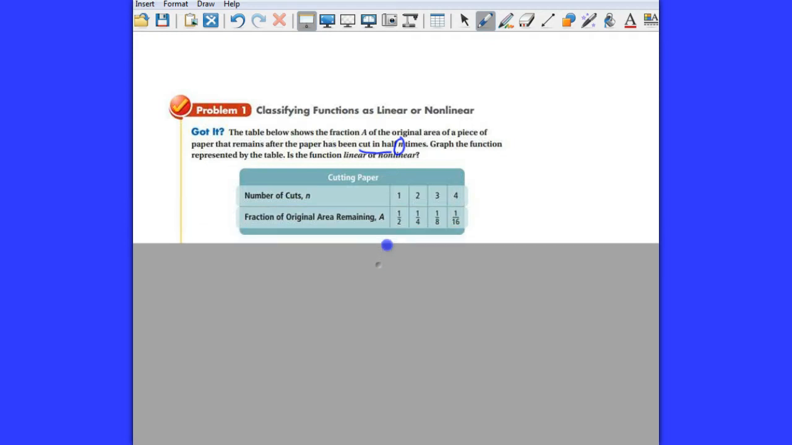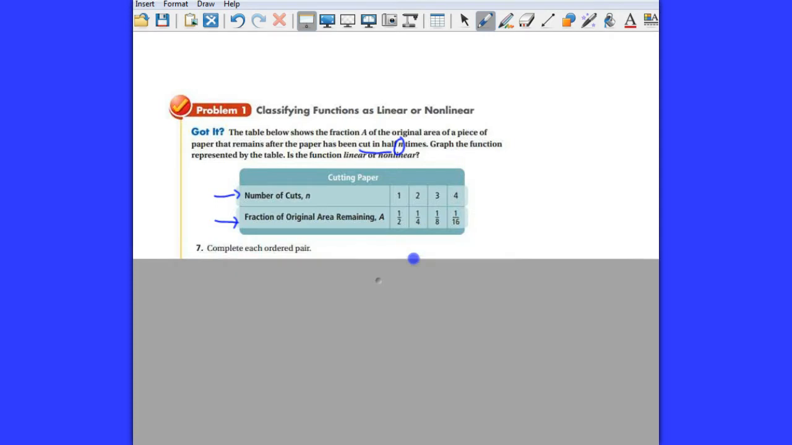And what they're doing is they're comparing the number of cuts you make versus the fraction of the original. So if you make one cut, you'd have 1 out of 2, or half. And then if you make a second cut, in other words, if you cut that half in half, you'd have 1/4. And then if you cut that half in half, you've had an eighth and 16th, etc., etc.